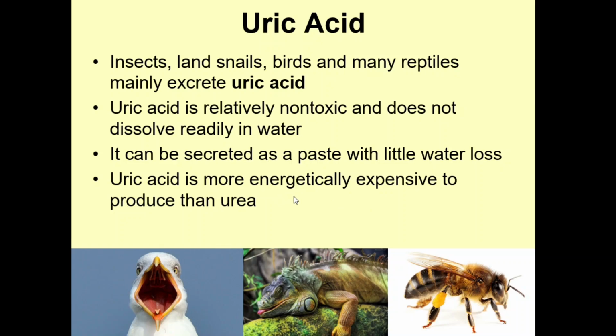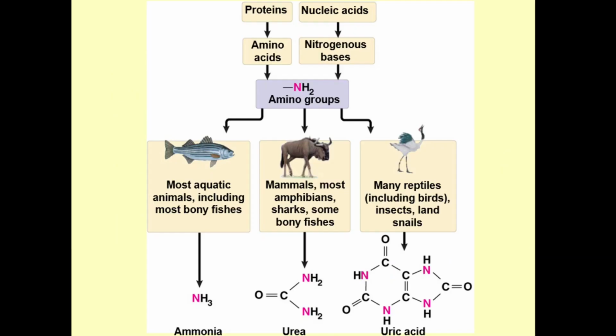So uric acid is the most costly of the three to actually produce, but it is also the least toxic of the three, and it requires less water. So uric acid is great for water saving, it's non-toxic, but is the most energetically expensive to produce. And here we can see a summary of those three slides on this one diagram.